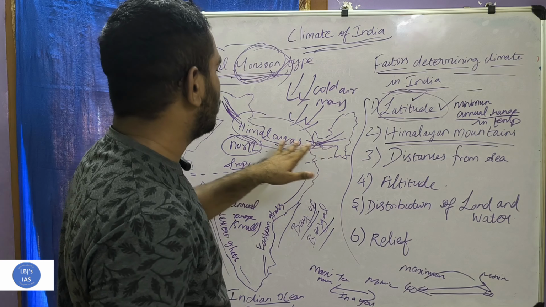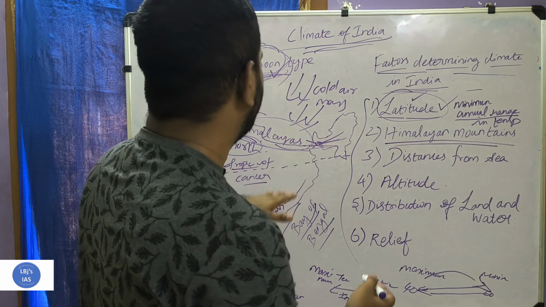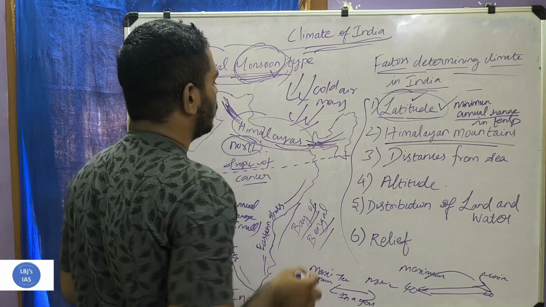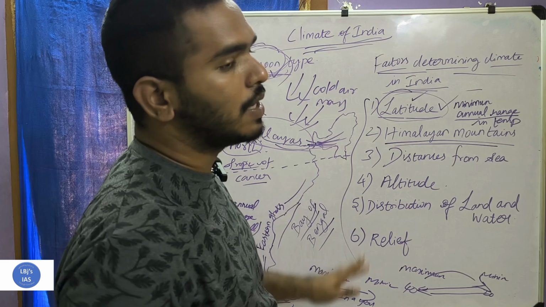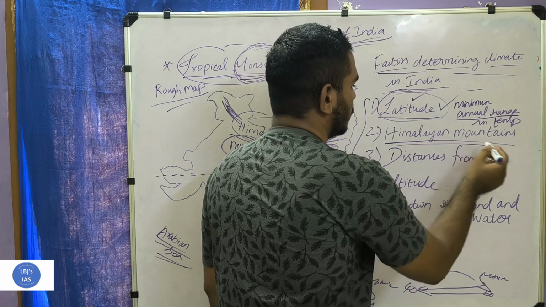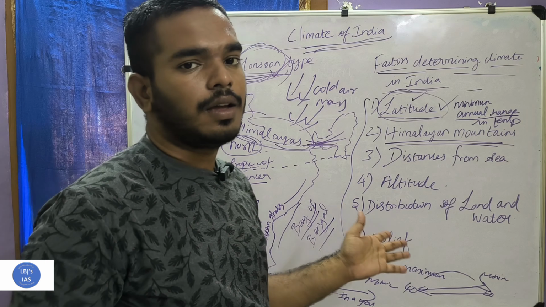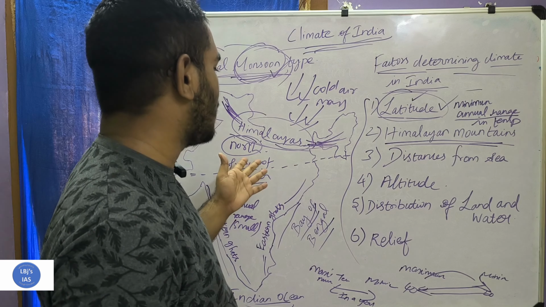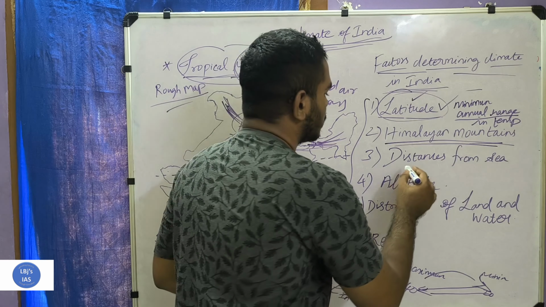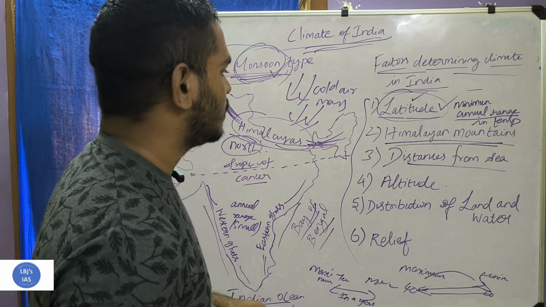So why is it so? It is due to the presence of the Himalayas here. It blocks the cold air mass. So the Himalayan mountains also play a role in the climatic condition of India. So next one is the distance from the sea.